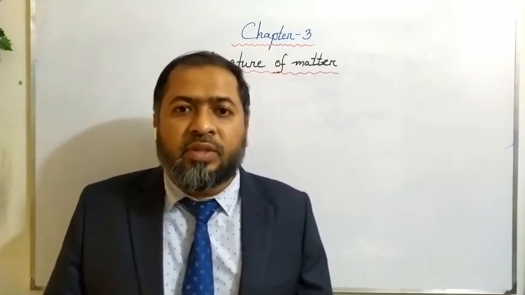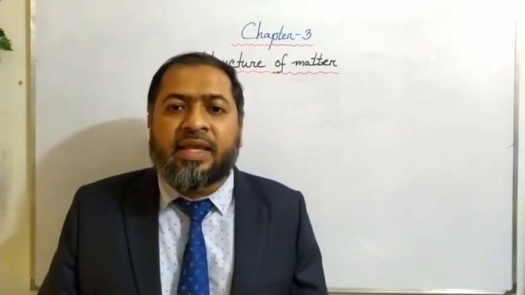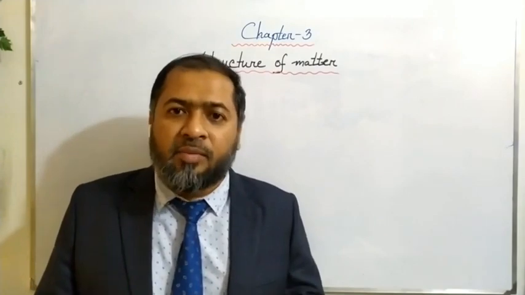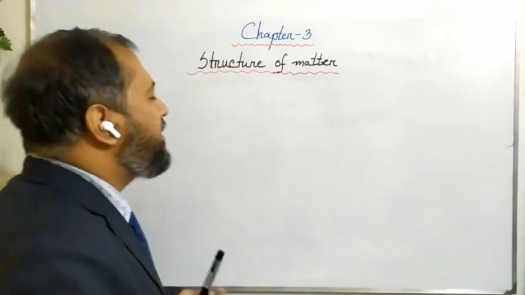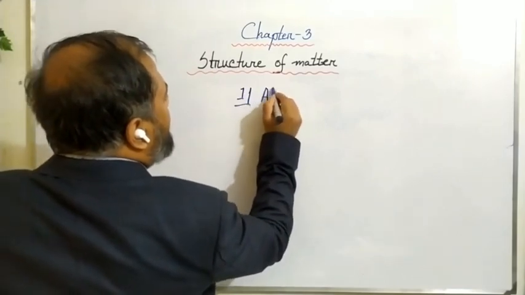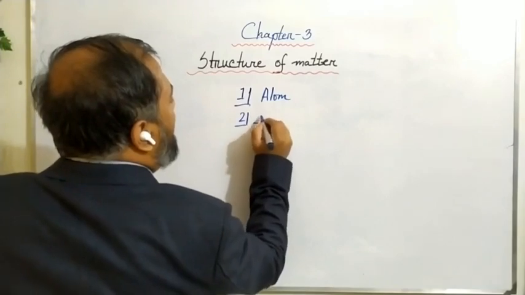How is every matter actually composed? Matter is composed of very small particles, and these particles can be divided into two different groups: number one, atom, and number two, molecule.